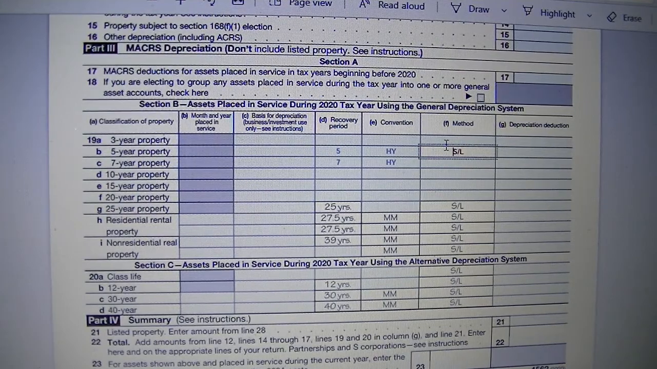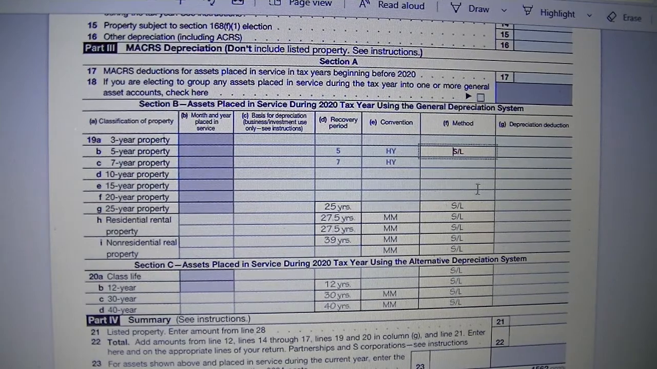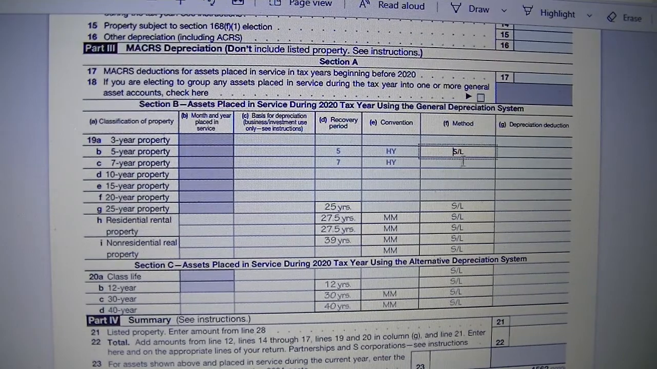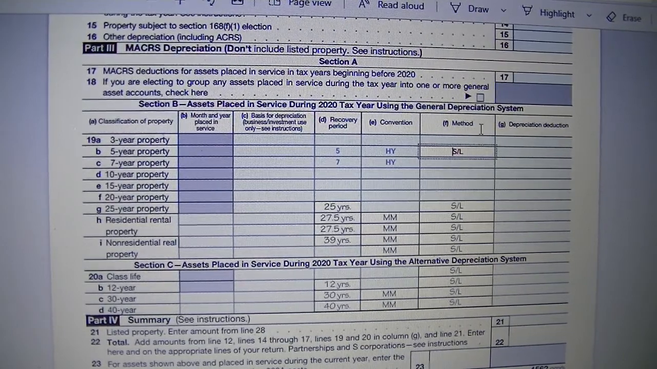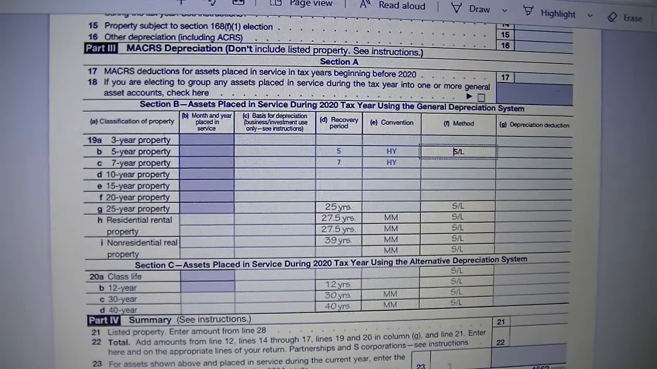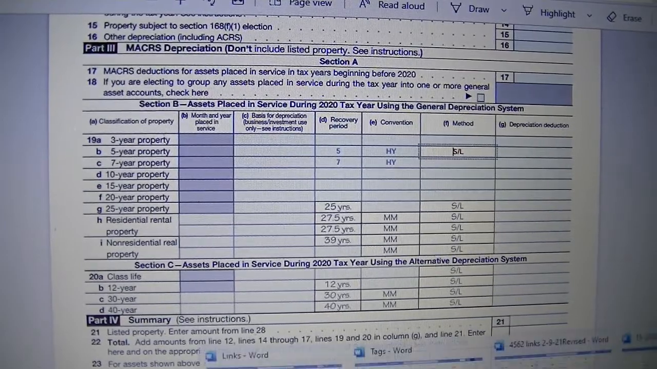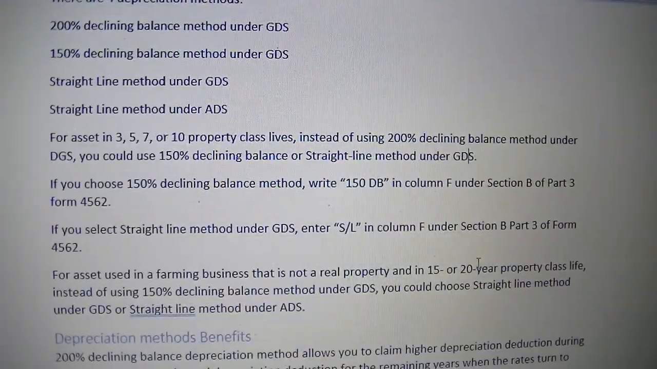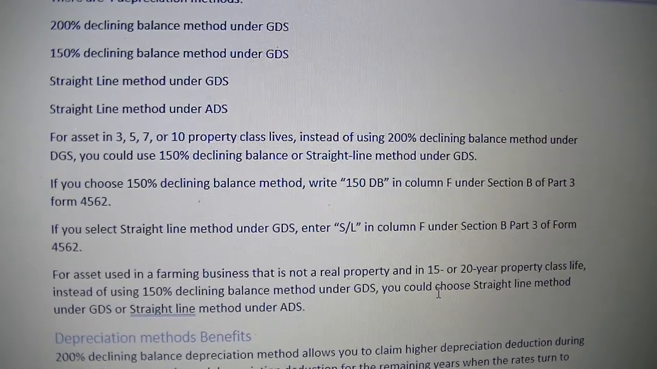And keep in mind, if you want to use ADS, then you won't be putting the assets in section B, it'll go in section C. But if you are using the General Depreciation System, that's when you fill out section B for the assets. And I mean, that's what you should be doing anyway. But if your asset is required to use ADS, then you use ADS.